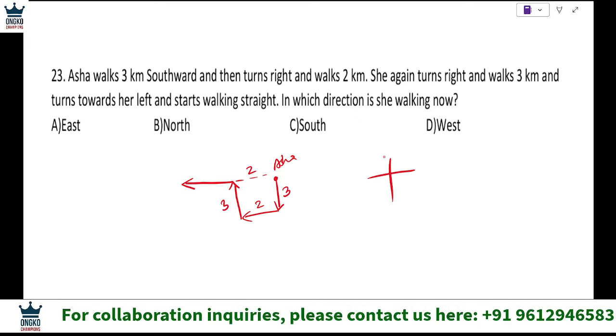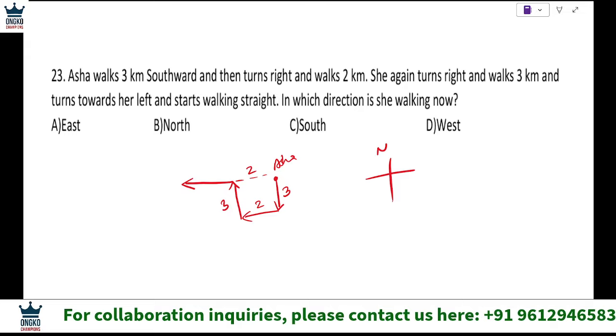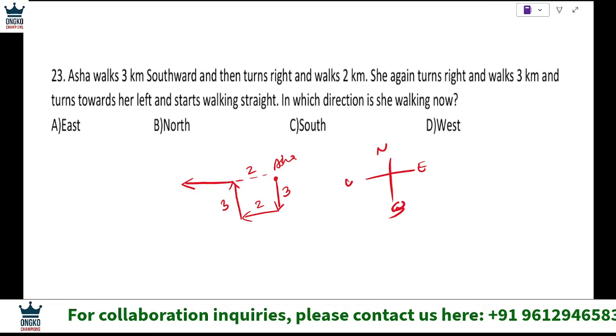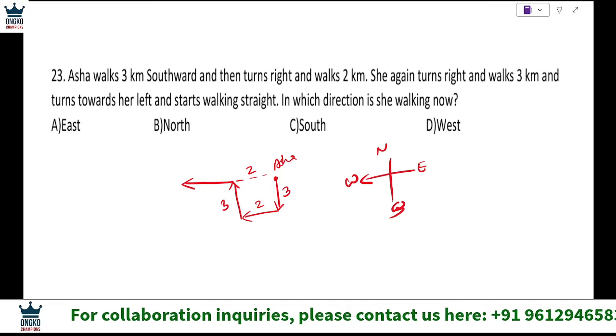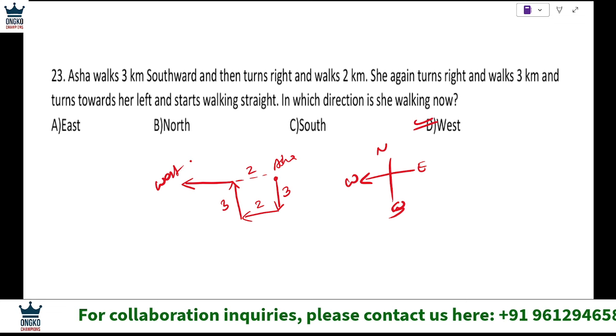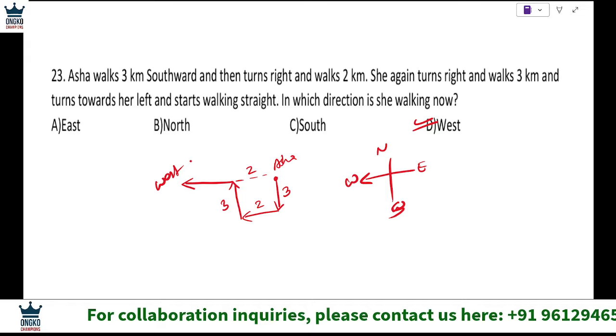So here north, here east, west, south, and west. So this way is what? West direction or no? It is going west. So the answer is west. All right.